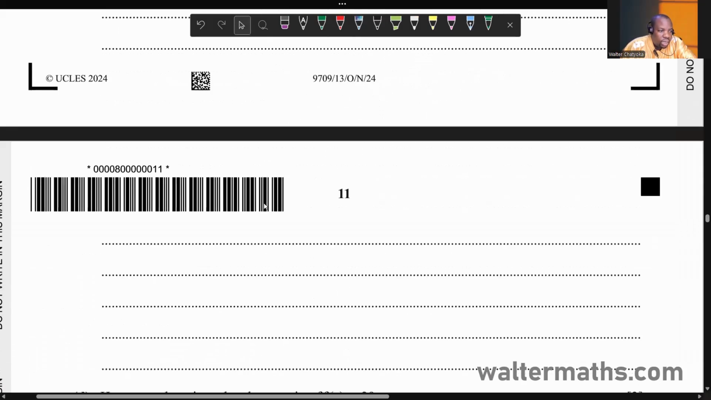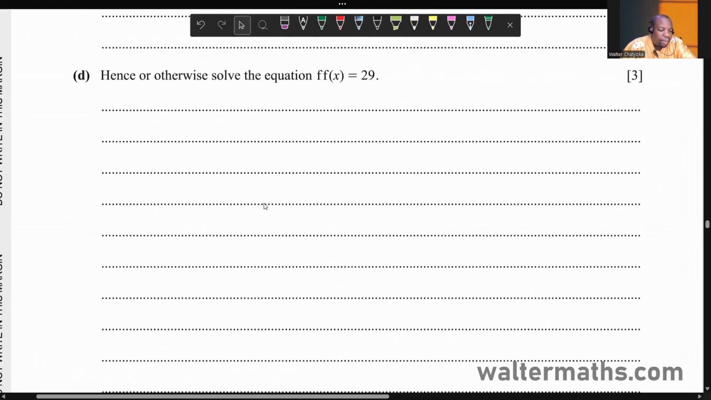Okay, let's go on to the next part. On part D, the question says, hence or otherwise, solve the equation f of x is equal to 29. All right. So the question is saying hence or otherwise. Let's use the hence. All right. It's f of x equals 29.